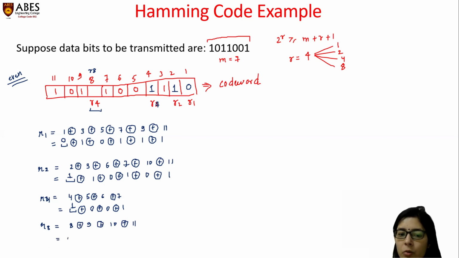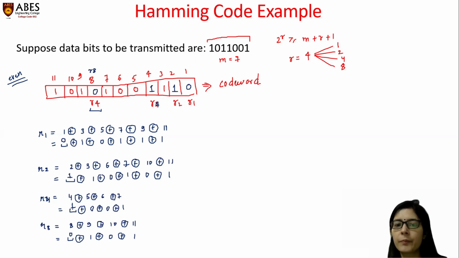At position 8, we don't know what should be the value. At location 9, we know here it is 1. At location 10, the value is 0, and at location 11 the value is 1. So the number of ones is already even, so the value at location 8 will be 0. So here we will place the value 0. So this is the code word that we have calculated based on the even parity using the Hamming code. So the sender will send this code word to the receiver.